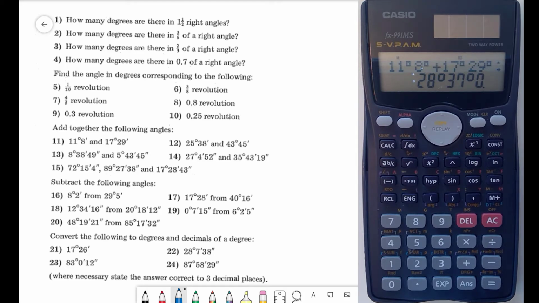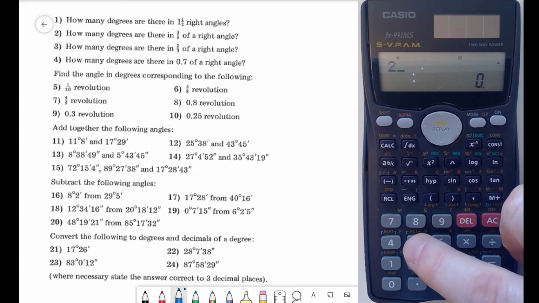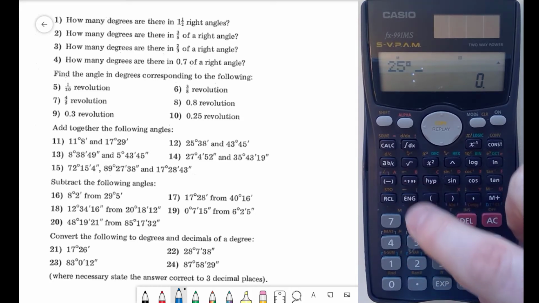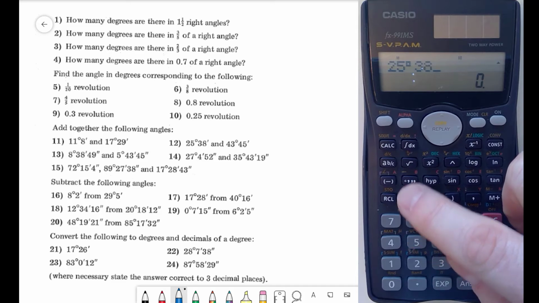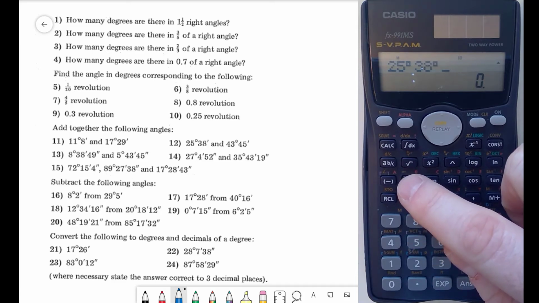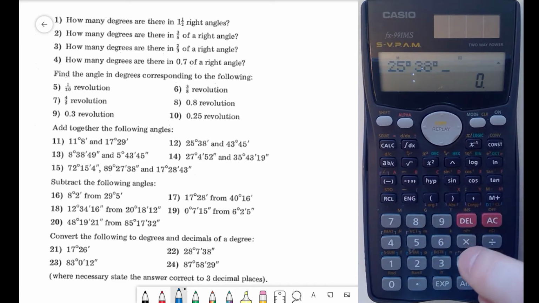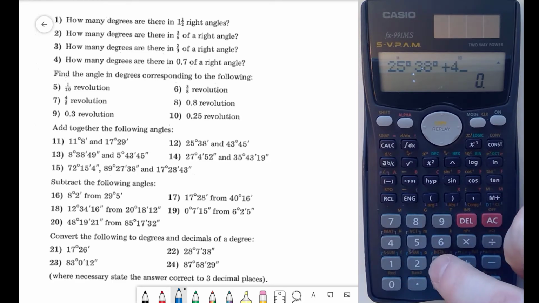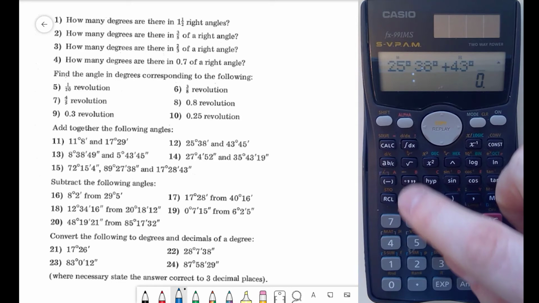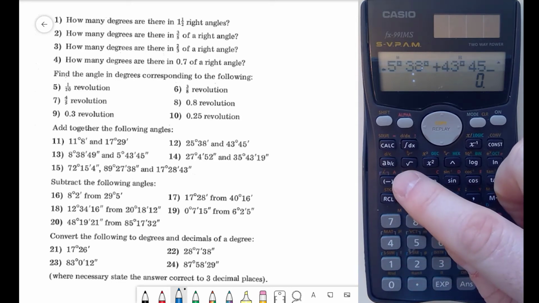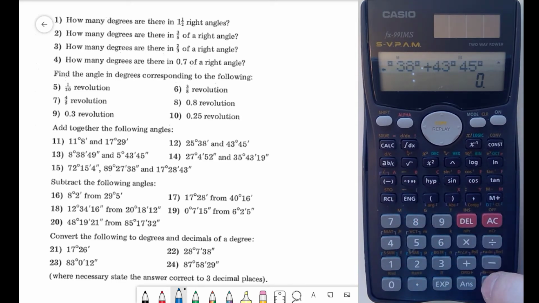Okay, so let's try this in practice through 12, 13, 14 and 15 just for some extra practice. So here's number 12. 25 degrees, 38 minutes. Again, don't forget to hit the degrees minutes seconds button after your last number, and then add that to 43 degrees, 45 minutes, equals.